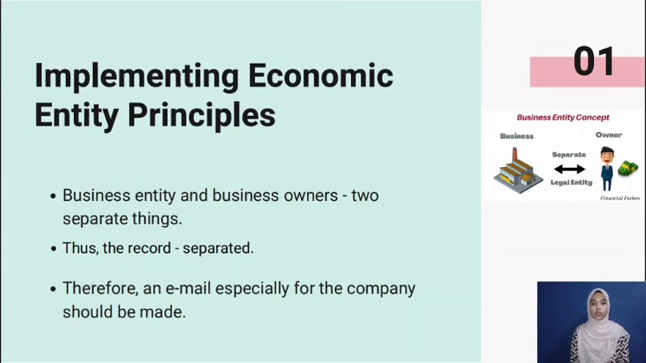The first internal control procedure is implementing the economic entity principle. The economic entity principle means that the business entity and the business owners are two separate things, thus the records for each of them are separated. Sampin and Songket Enterprise can implement this by making an email especially for the company business operation so that the staff will not need to use their own personal email and invade their privacy.